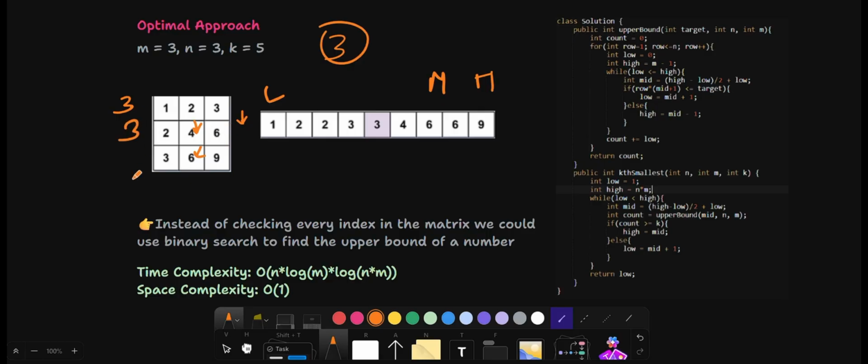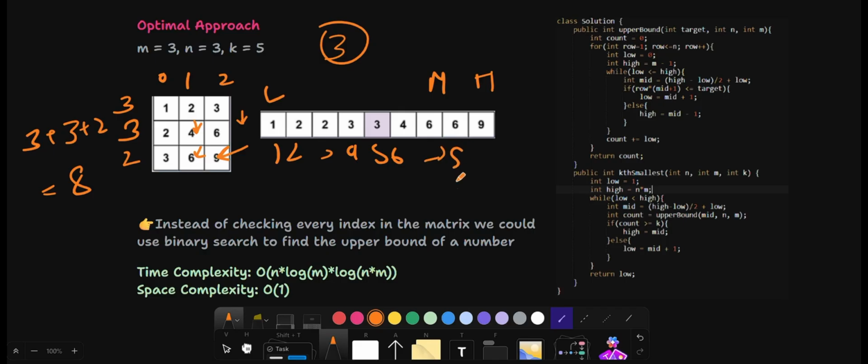Here in the third row, it will return index number 2. So 3 plus 3 plus 2, which is 8. And it is the 8th largest element. 1, 2, 3, 4, 5, 6, 7, 8. It is indeed the 8th largest element. So this is how we come across this particular question.